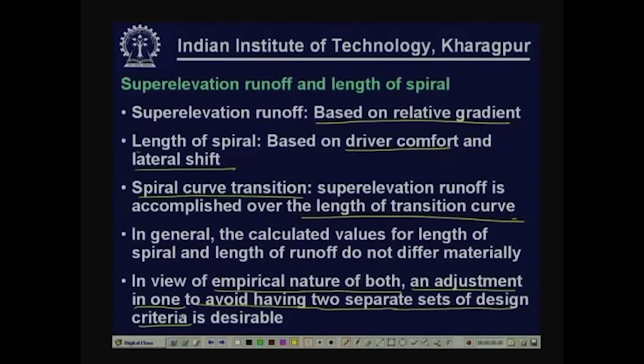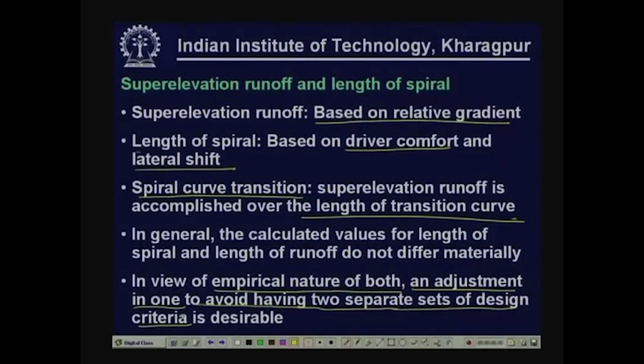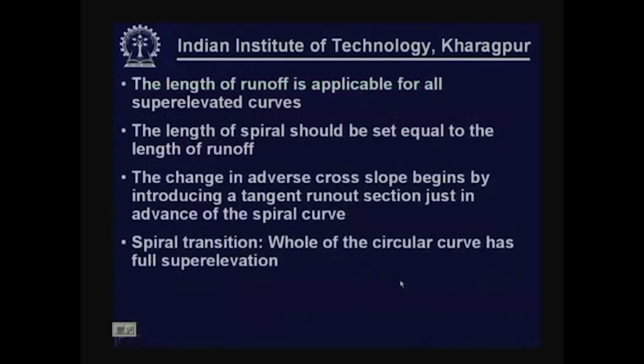That means the basis for super elevation runoff calculation and the basis for length of spiral calculation are not the same, they are different. And we are saying for spiral curve transition, super elevation runoff is accomplished over the length of the transition curve. So, there has to be a compatibility between the two. In most cases they are not different, but because the calculations are empirical in nature, it is better to have an adjustment in one to avoid having two separate sets of design criteria. Now, the length of runoff is applicable for all super elevated curves, whether it is spiral transition or tangent to curve transition. In both cases it is valid.